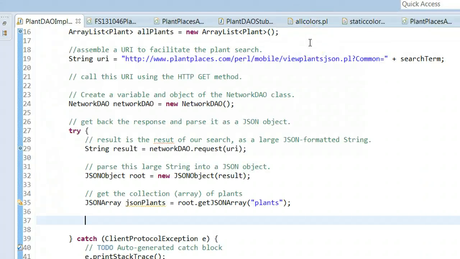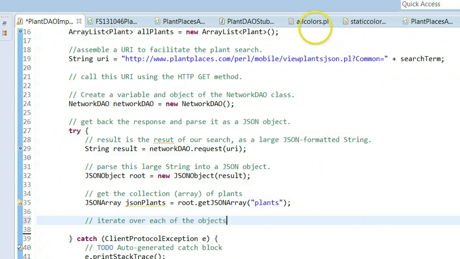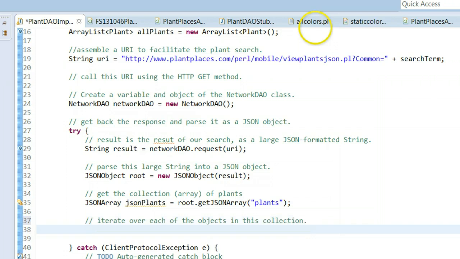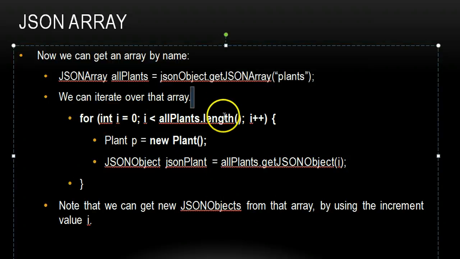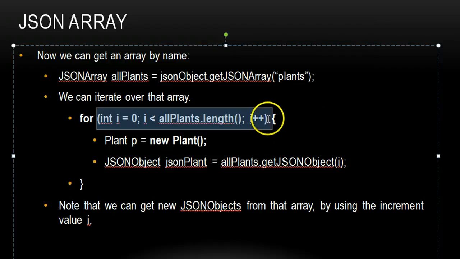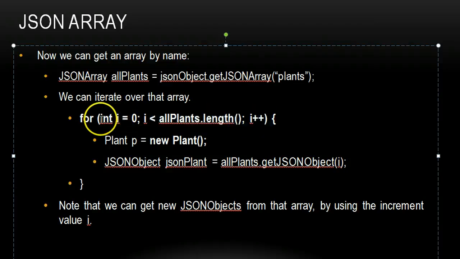Okay, so we need to have a way that we can go through and touch each of those objects one at a time. What we're going to need is a way to iterate over each of the objects in this collection. Okay? If I look at JSONArray, what we have to do is what's called a for loop. A for loop starts with 3 items in parentheses. First is a place where we initialize a variable. Most often that variable is an integer variable, and by convention we oftentimes use the letter I.